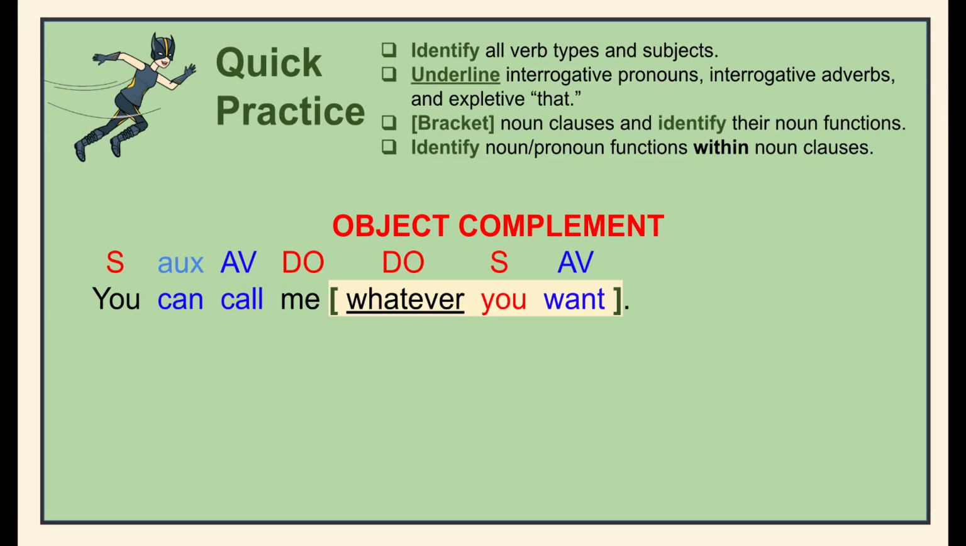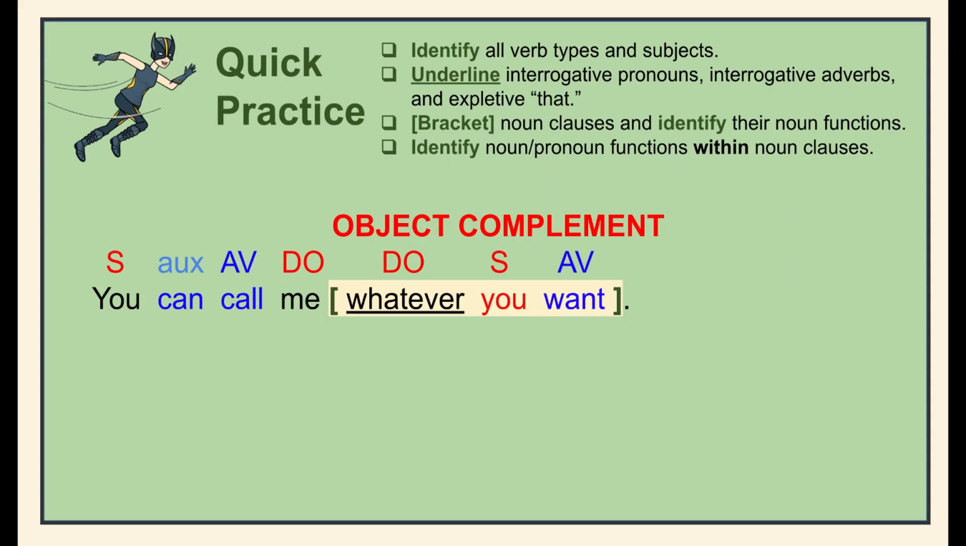In our last sentence, the first verb phrase is can call. Call is an action verb, and the subject is you. The second verb in the sentence is the action verb want, and its subject is you. We identify the interrogative pronoun whatever and underline it. This pronoun introduces the dependent noun clause, and it functions as the direct object within the dependent clause of the action verb want. You want whatever.